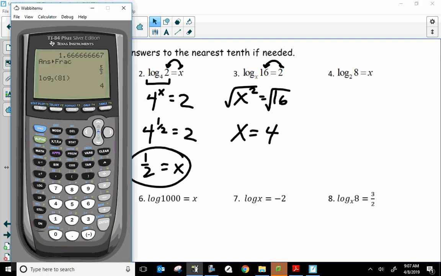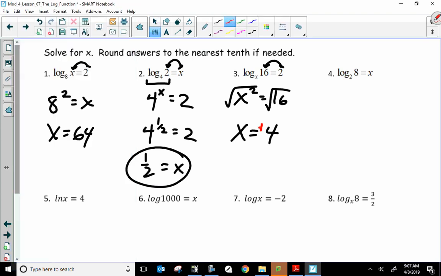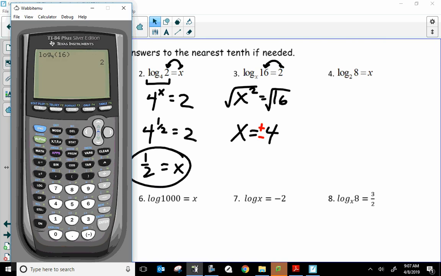If I take log base 4 of 16, because that's what we got as an answer, it is 2. Some of you might say, shouldn't this be plus or minus 4 when we take the square root of something squared? Well, let's check negative 4. I'm going to hit alpha, window, 5. Okay, I'm going to say negative 4 of 16. I get an error. It says a non-real answer.